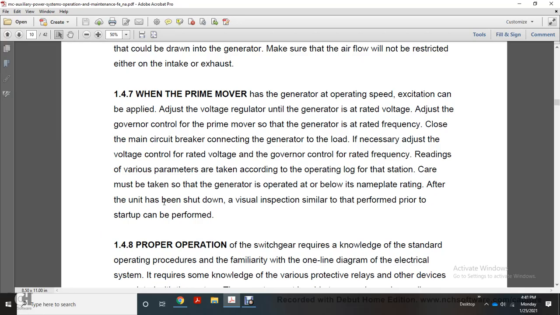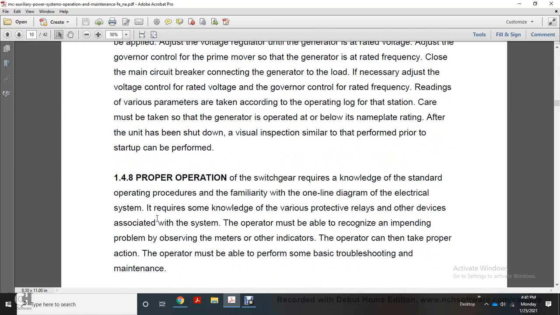Close the main circuit breaker connecting the generator to the load. If necessary, adjust the voltage control for rated voltage and the governor control for rated frequency. Take readings of the various parameters according to the operating log of the station. Care must be taken not to operate the generator above the nameplate rating. After the units have been shut down, a visual inspection similar to that performed prior to startup can be performed.